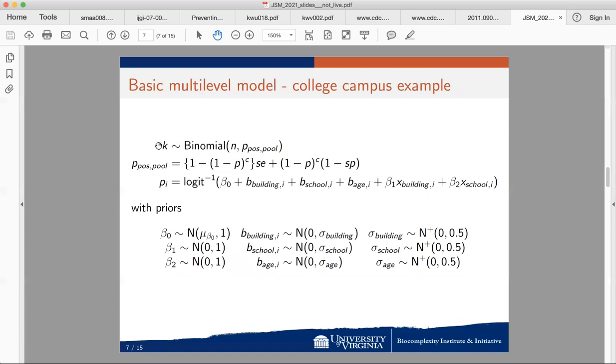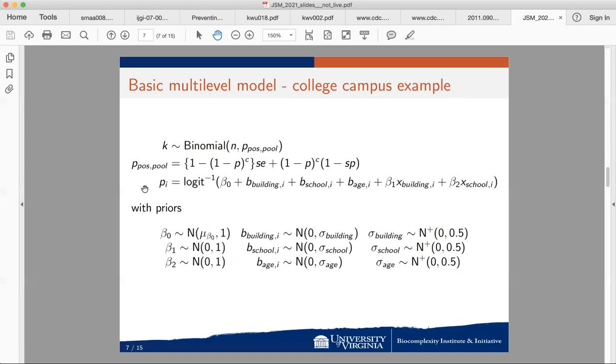So we have K, which is the number of positive pools that test positive, distributed binomially with n numbers of tests and the probability of a positive pool given by P underscore pos pool. And down here, you see that this P underscore pos pool is a function of the true prevalence P, the sensitivity, specificity, as well as C, which is the size of the pool.